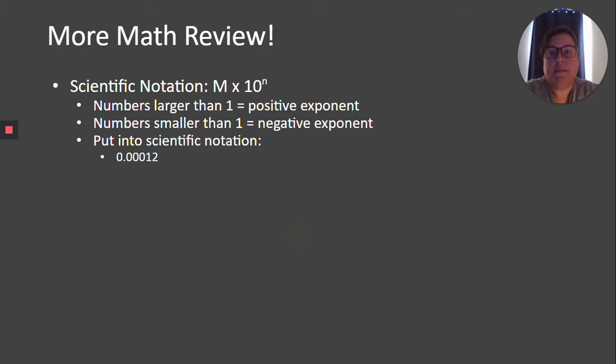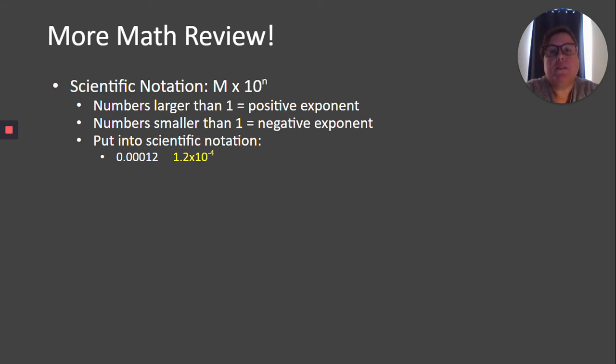So if we look at an example, we have 0.00012. So we need to first put the decimal between the first non-zero digits, which would be the 1 and the 2. And then count how many times you have to move that decimal to get it to be there. So that would be 1, 2, 3, 4. So my exponent is going to be a 4. Because this number is less than 1, it's going to be a negative exponent. So we have times 10 to the negative 4.